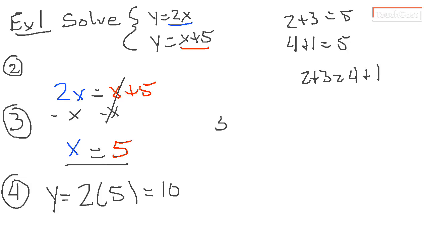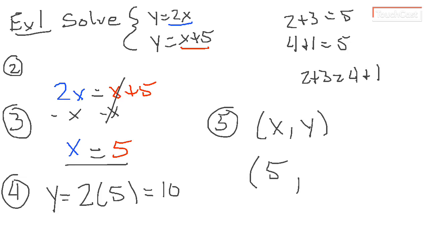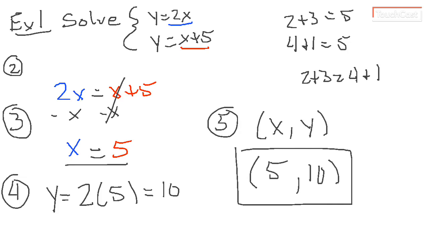Step 5, we're going to write an ordered pair of an x and a y, and we found an x and a y value. In step 3, we found an x value of 5, and in step 4, a y value of 10. So our solution is 5, 10. And that wraps up example 1. I've got one more example for you to look at today.